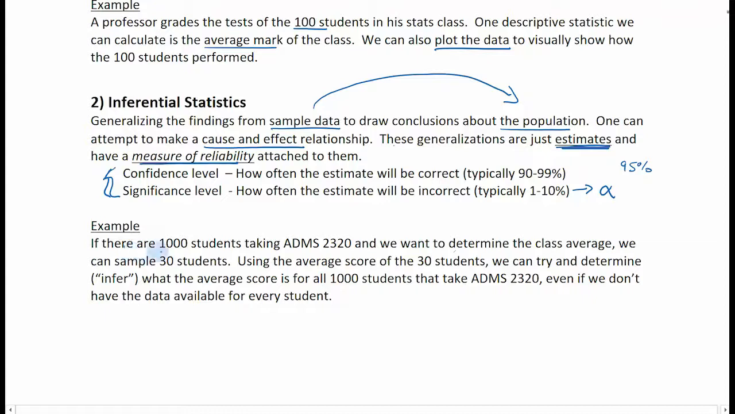A quick example: if there are 1,000 students taking 2320 and we want to determine the class average, we can sample 30 students. Using the average score of that sample, the 30 students, we can try and determine, that is infer, what the average score is for all 1,000 students. For example, if the average of these 30 students was 67%, you would probably make a safe bet to say that the average of all 1,000 students, or the class average, is probably close to 67% as well. So there, we are using sample data to draw a conclusion about the population.